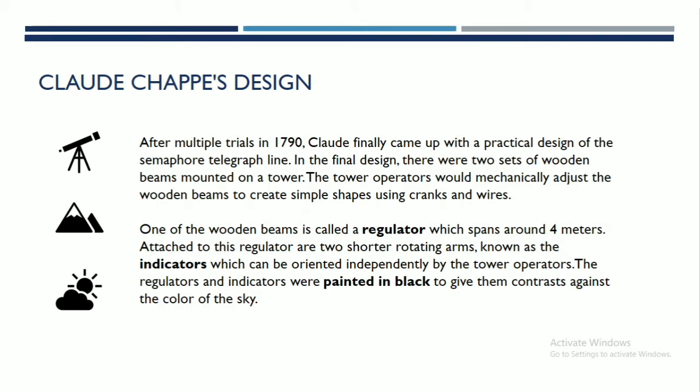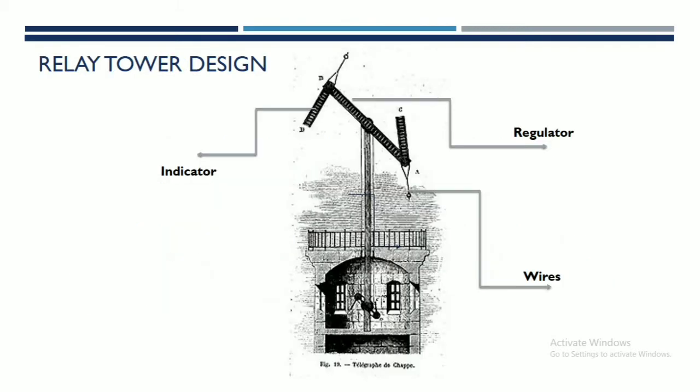The relay tower consisted of two sets of wooden beams. One is the main beam called the regulator, which has a length of around 4 meters, and attached to the regulator are two smaller wooden arms called indicators. They were both painted black so that they contrast with the color of the sky to ensure visibility. As you can see here, this is the design of the relay tower by Claude Chappe.